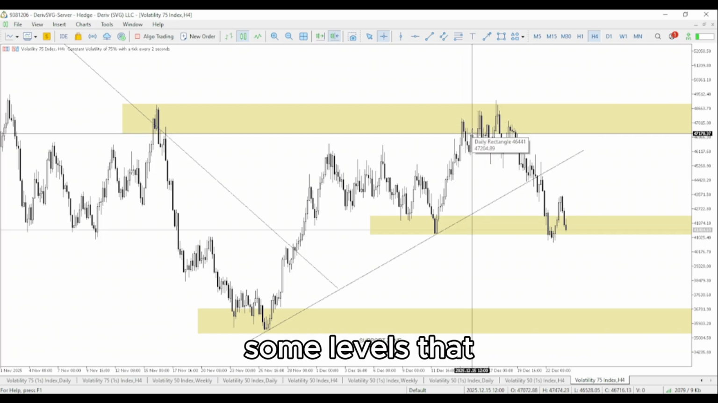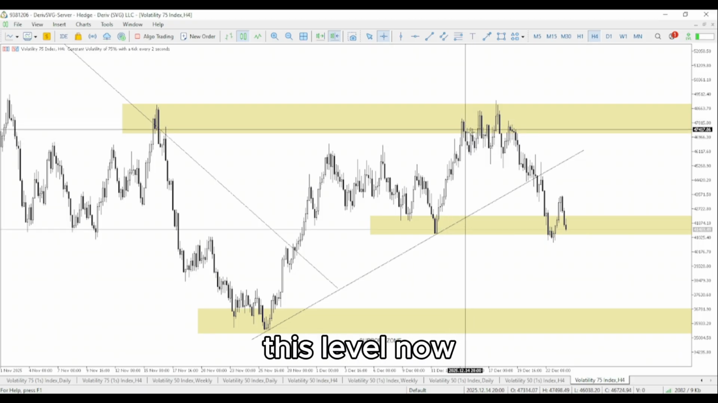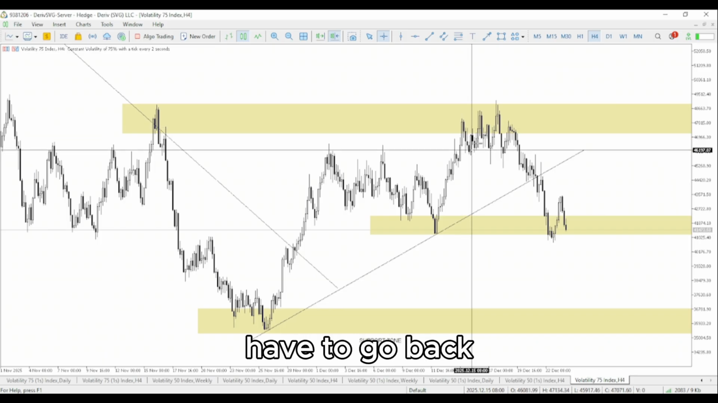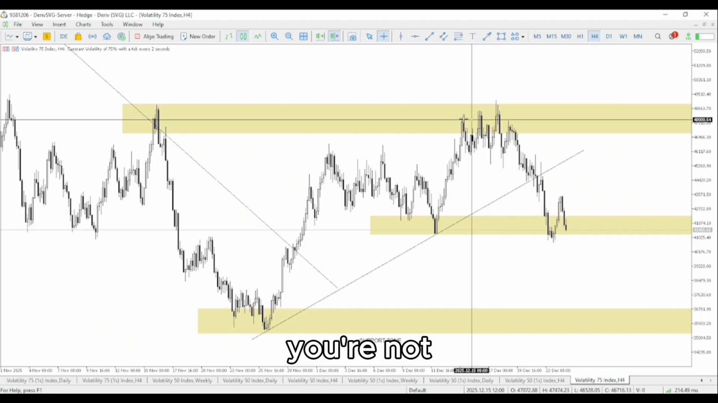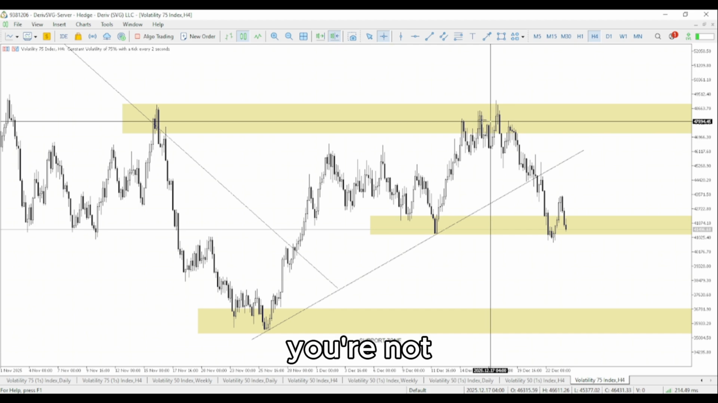You understand? For the market to do this the first time it hits this level. You know, there are some levels that when the market hits, the market will just break the level immediately. You understand? So this one, it respects this level. Now you can see as the market respects this level and falls down, the market has to go back again and fall down. But you as a price action trader, you're not going to sell immediately the market gets to this level. Why? Because you are looking for sniper entries. You understand? You're not going to sell immediately.